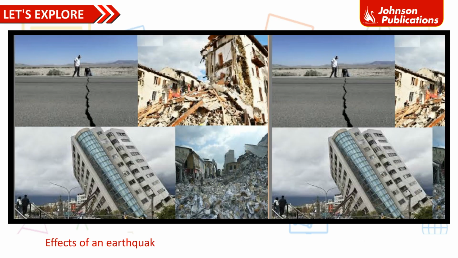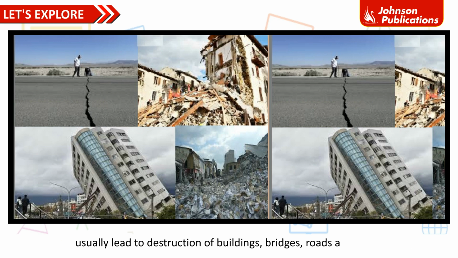Effects of an earthquake. The vibrations and tremors caused by earthquakes usually lead to destruction of buildings, bridges, roads and dams. Many people get injured and many lose their lives. A severe earthquake leads to massive destruction of life and property. The effect is severe in thickly populated areas. Earthquakes lead to fires and landslides.